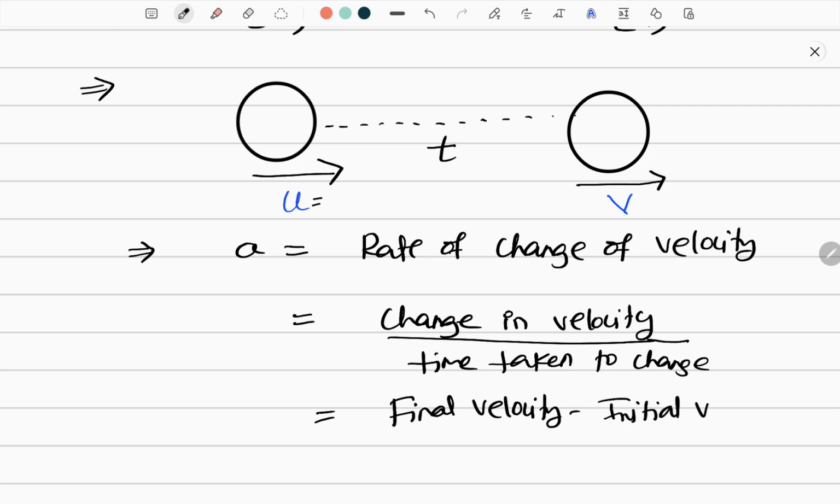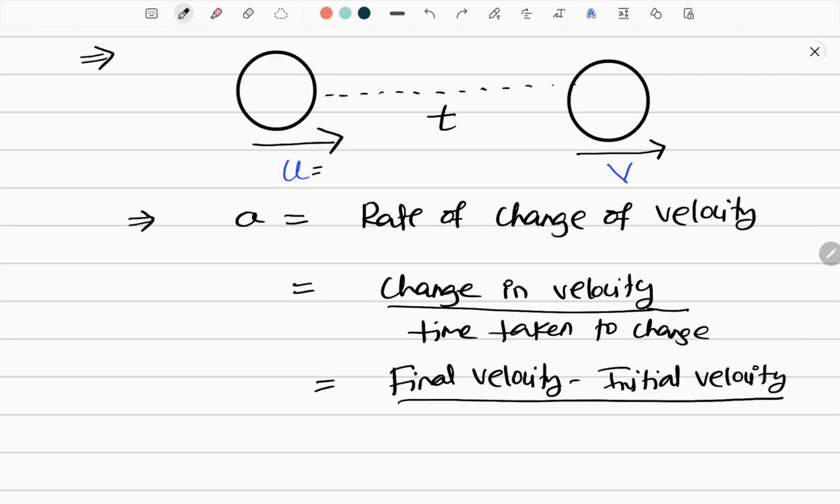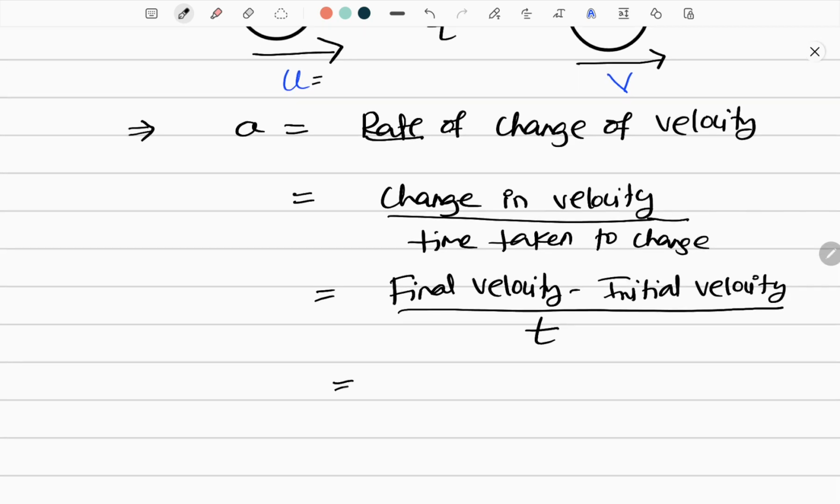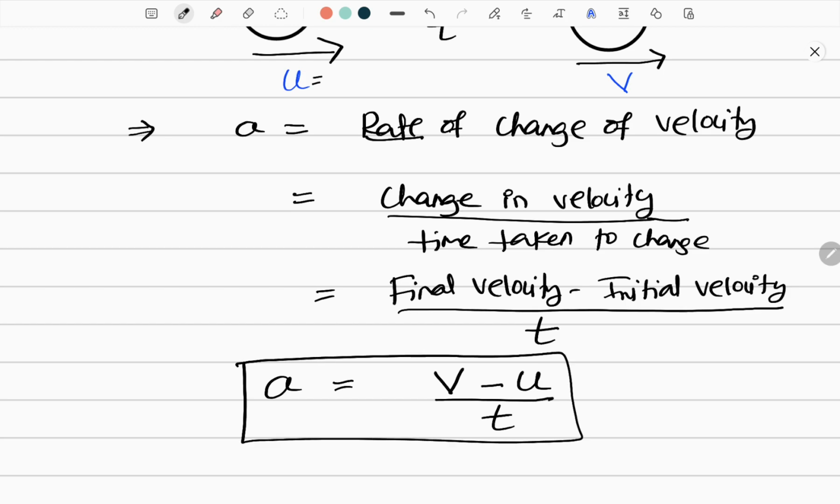All right, I'm writing all these words just to make sure that you feel comfortable with them, because rate of change, you may be hearing it for the first time. Rate of change means whatever change has happened, change means final minus initial, and then divided by the time taken. So rate means divided by time, so I'll write t here. The final velocity v minus initial velocity u, divided by t. So we got a formula: a is equal to (v minus u) by t.